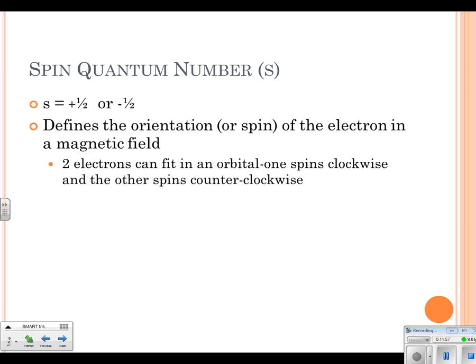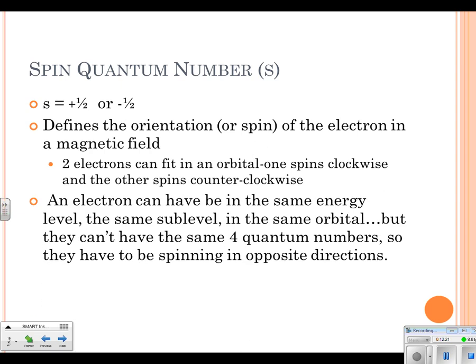Because remember, Pauli exclusion principle says no 2 electrons can have the same 4 quantum numbers. So they could be in the same energy level. So they could be in the 1st energy level. They could be in the same sublevel. So they could both be in an S. They could be in the same orientation. But then they have to have different quantum numbers. So one spins clockwise and one spins counterclockwise. That's their difference. Okay.